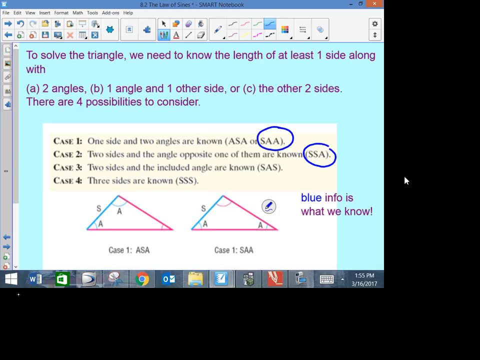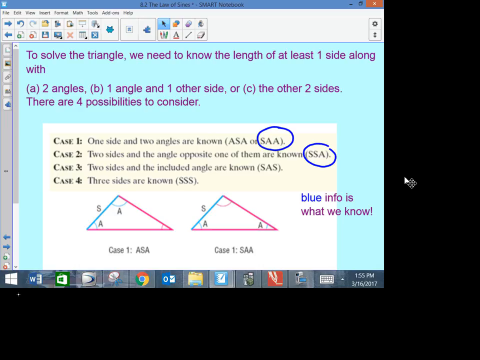Okay, those weren't congruent triangle congruent things. But let me just explain what that means. Okay, what we're going to do is we're going to have a triangle, and we're going to be given three parts, and we're going to be finding the other three.